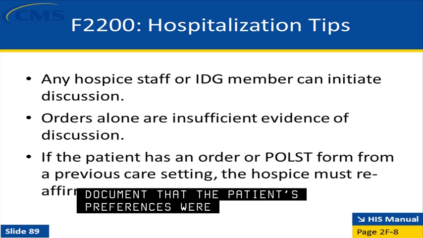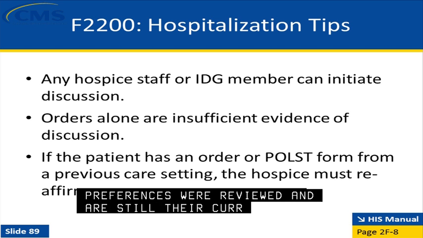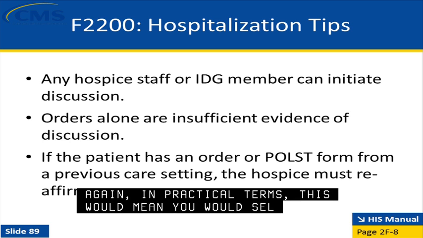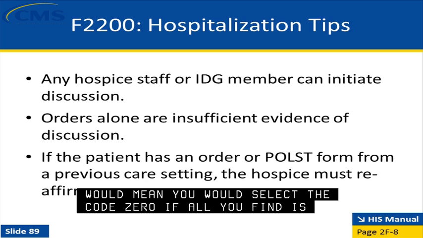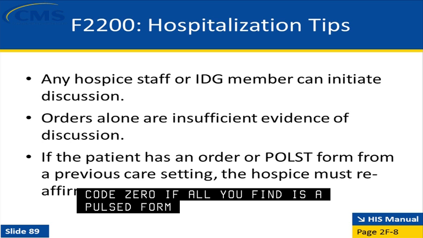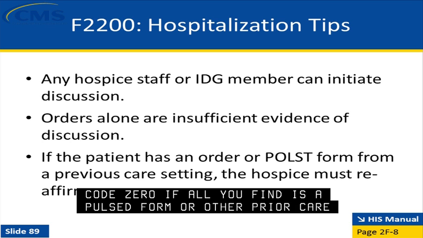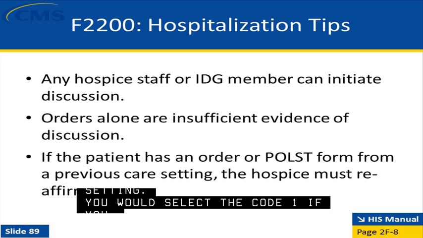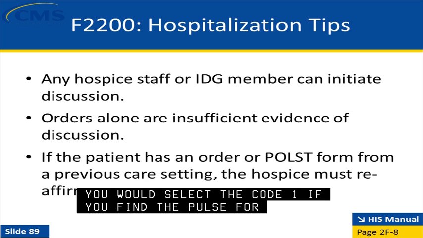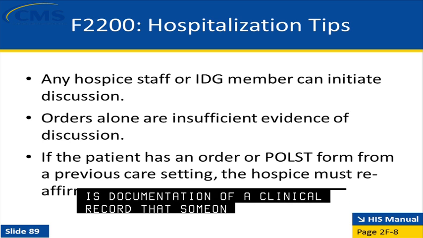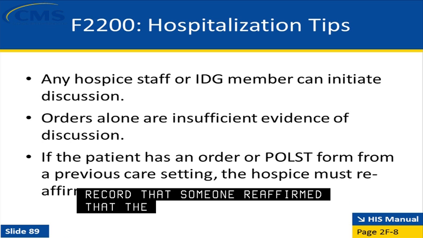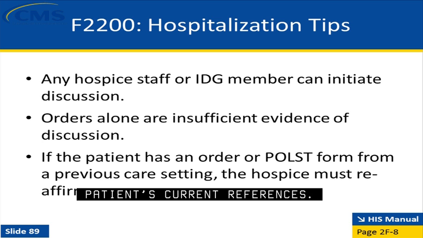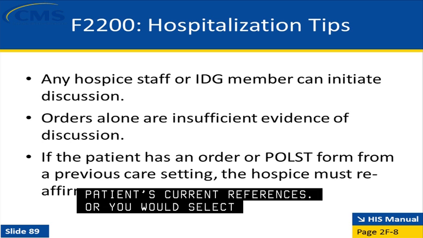So again, in practical terms, this would mean that you would select a code 0 if all you find in the hospice clinical record is a POLST form from a hospital or other prior care setting. You would select a code 1 if you find the POLST form and there's documentation in the clinical record that a hospice clinician or someone from the hospice reaffirmed that the preferences on the POLST form are the patient's current preferences. Or you would also select a code 1 if the hospice actually completed the POLST form with the patient or responsible party.